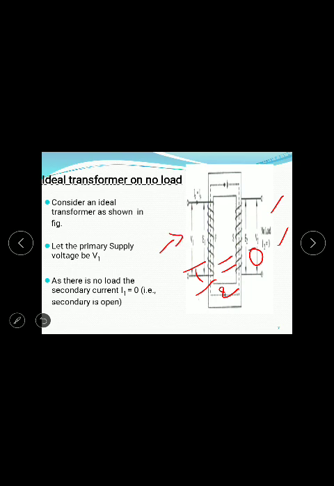Supply voltage V1, induced EMF at the primary side E1, the primary side current is I1, and the flux is phi. This is the primary and this one is the secondary. The induced EMF at the secondary side is E2, the load voltage is V2, and the open circuited secondary current I2 is 0. As there is no load, the secondary current I2 is 0, which means the secondary is open circuited.